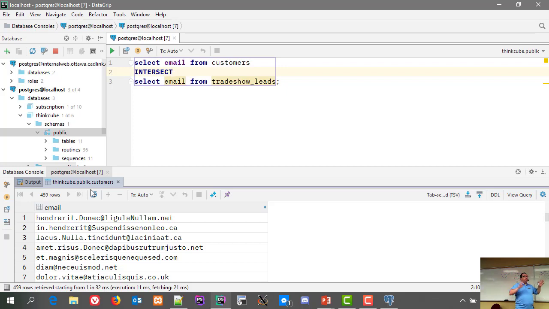No, union gives you everything from A plus anything unique from B. So it gives you all the unique email addresses. Intersect gives you the ones where they're found in both. Okay. So intersect matches up and tells you which ones are in both. So I have a list of 459.